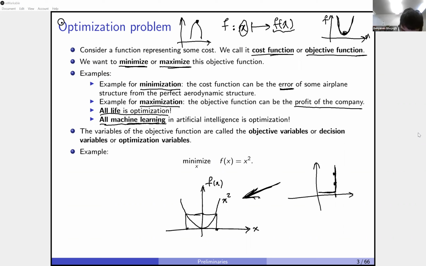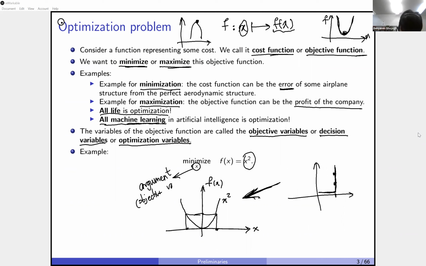So the variables, the inputs of the function that we have, and the function that we want to either minimize or maximize, are called objective variables, or decision variables, or optimization variables. They're different names for the same thing. For example, in the function x squared, x is the argument. You can say argument of optimization or objective variable.